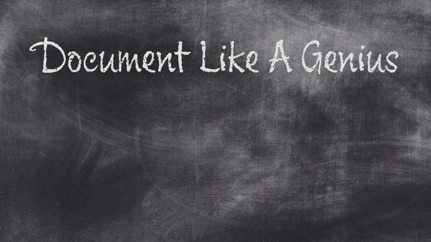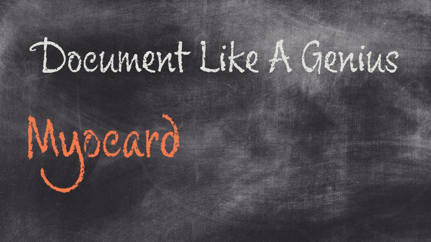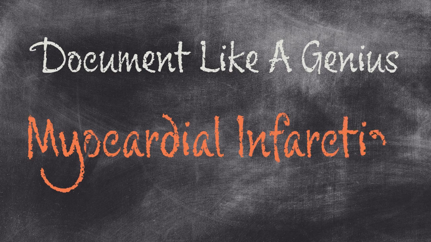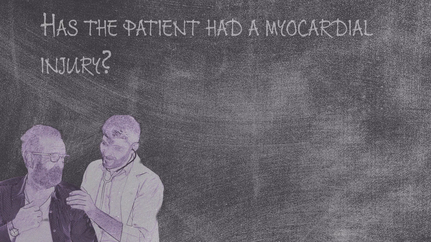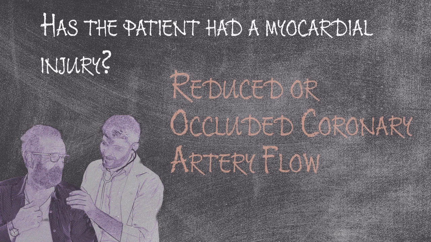Today's topic is myocardial infarction. An elevated troponin can present a clinical as well as a documentation conundrum. When confronted with an increased troponin, the first step is to determine if the patient has had a myocardial injury because of reduced or occluded coronary artery flow. In other words, an MI.